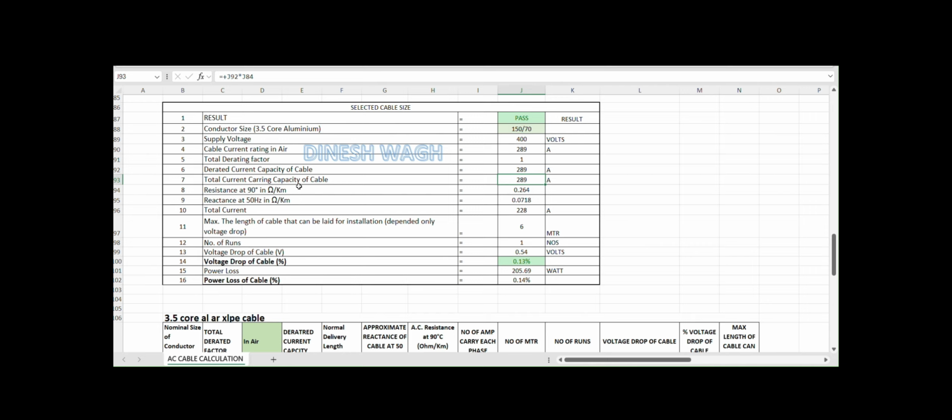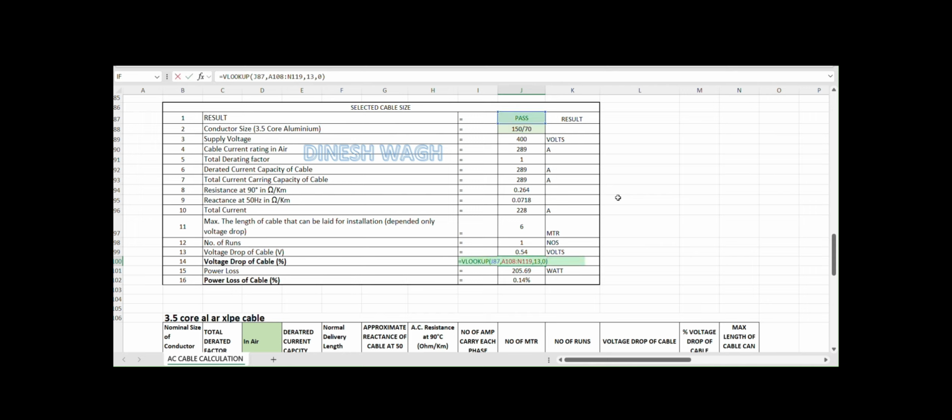Then here we are going to calculate resistance at 90 degrees Celsius, which is 0.264, and reactance at 50 Hz in ohm, which is 0.0718. We are getting these values from the datasheet. So the total current is 228 ampere. Maximum length of cable I can lay is 6 meters, and the number of runs is 1. The voltage drop of cable is 0.54 volts, and the percentage voltage drop is 0.13 percent.